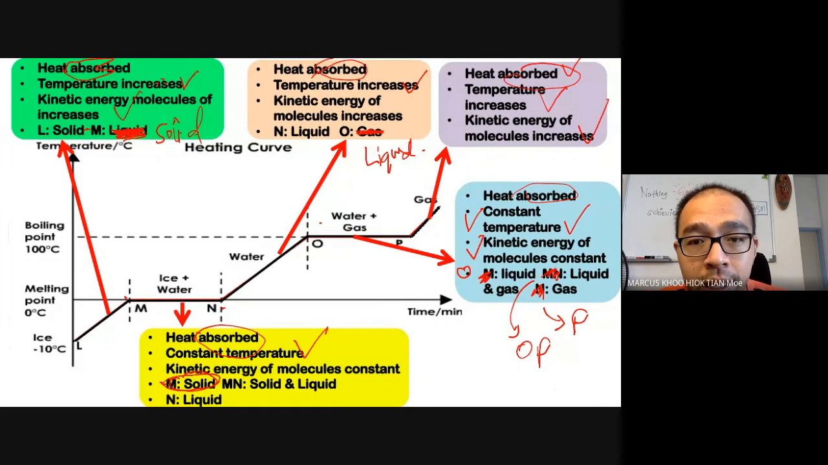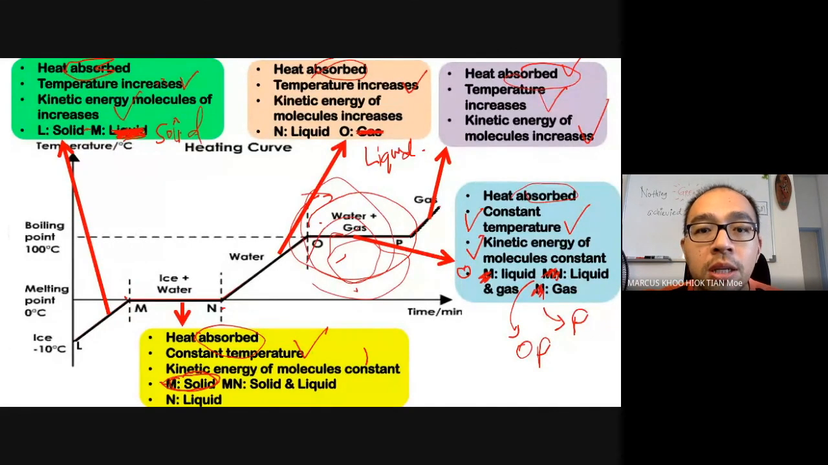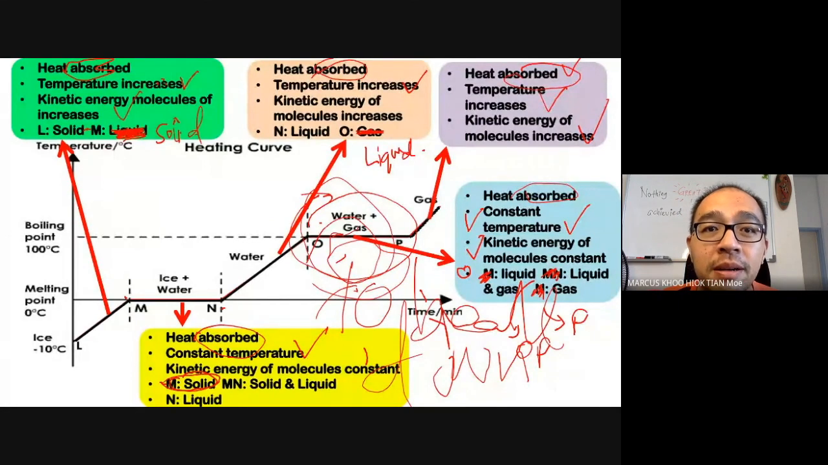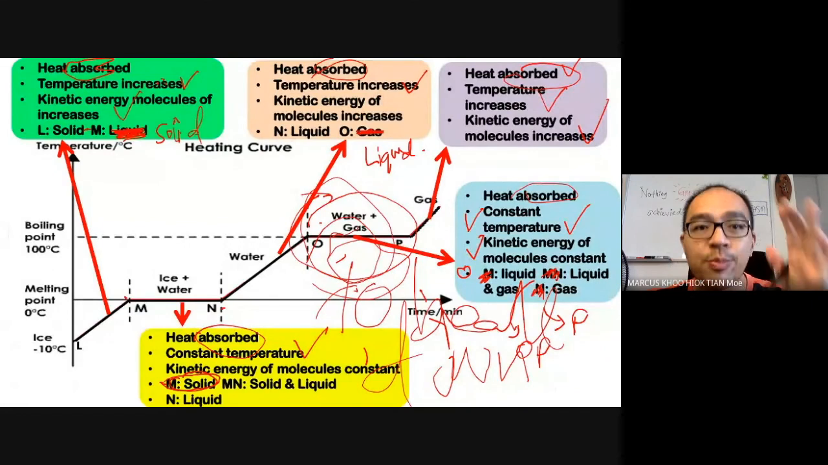Why is the kinetic energy of the molecules constant? Because there is a change in phase happening here. When there's a change in phase happening here, what is happening? The heat is being used to break down the molecular bonds between the molecules. I've said this a gajillion times in this 1 hour.